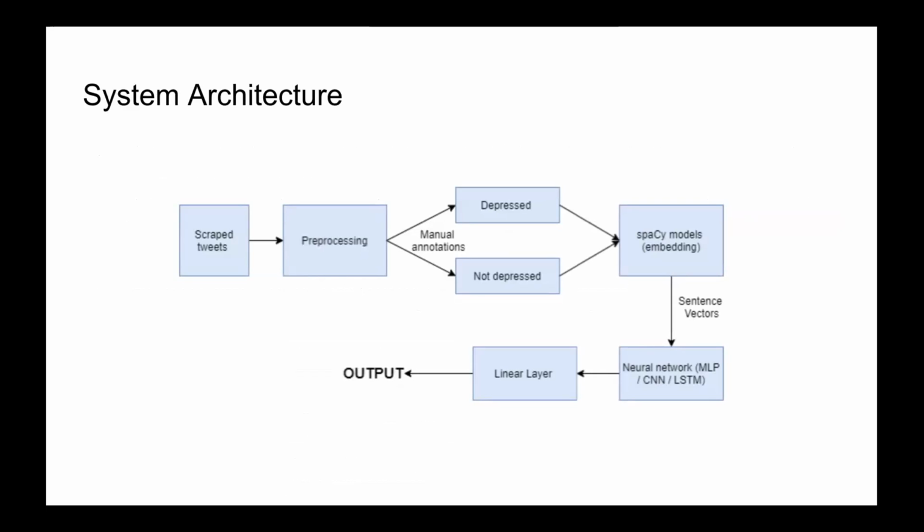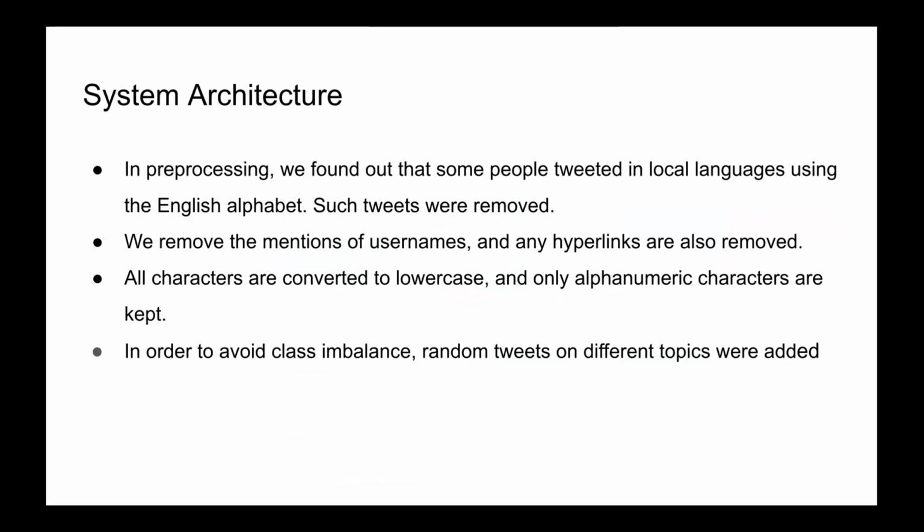This is an overview of the system architecture, which I will be explaining in the further slides. In pre-processing, we found that some people tweeted in local languages using English alphabets. Many people in India use English alphabets to write Hindi words, which we call Hinglish. Such tweets were removed. We also removed the mention of usernames and any hyperlinks to maintain the anonymity of the user.